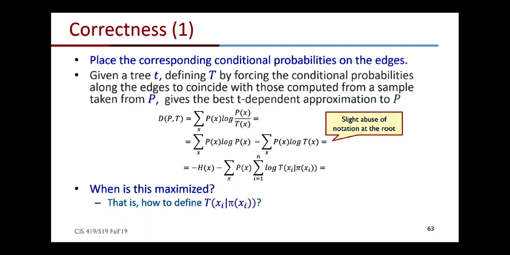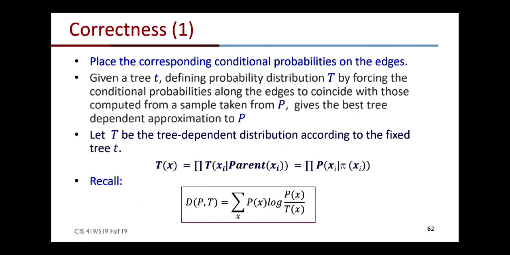So when is this maximized? Basically the question is, how should I define T of Xi given pi Xi so that this expression is maximized, or the distance is minimized? Yes? Is T of X the probability that? Yeah, T is the probability of the tree. That's my notation. So remember, as we said before, T of X is this, okay? So it's basically the probability of the tree.